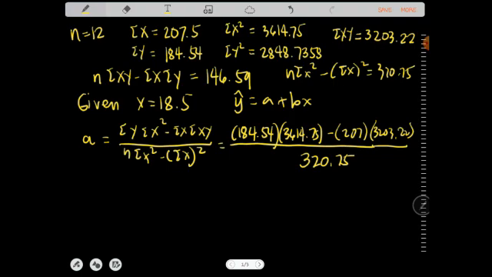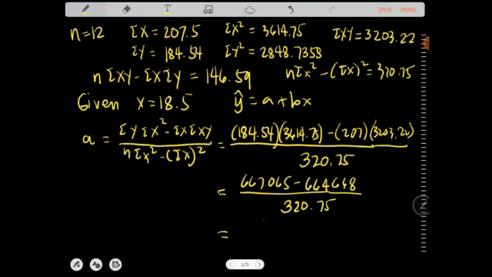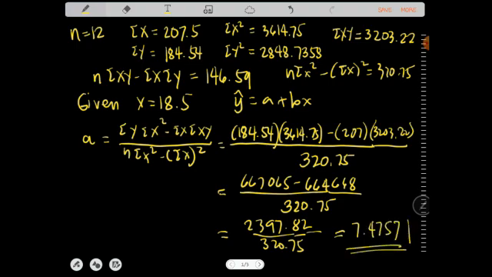Okay, so simplifying further the equation, this will give us 667,065, meron pang decimal point yan, minus 664,668 over 320.75. Then, this would become 2,397.82 over 320.75. Therefore, yung ating A value is equal to 7.4757. Please verify to your calculator.